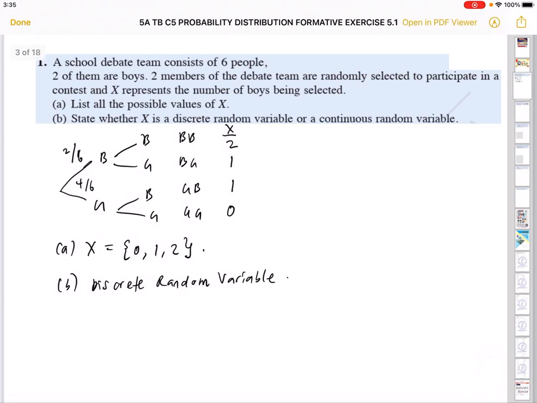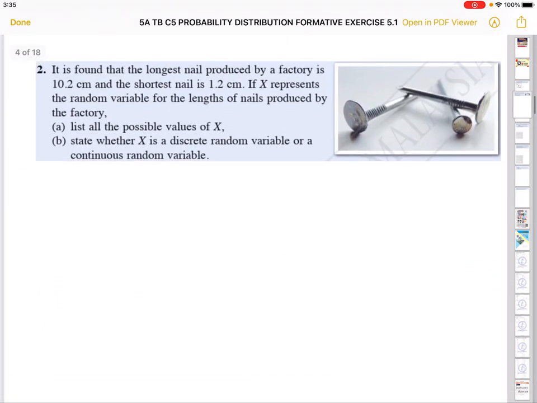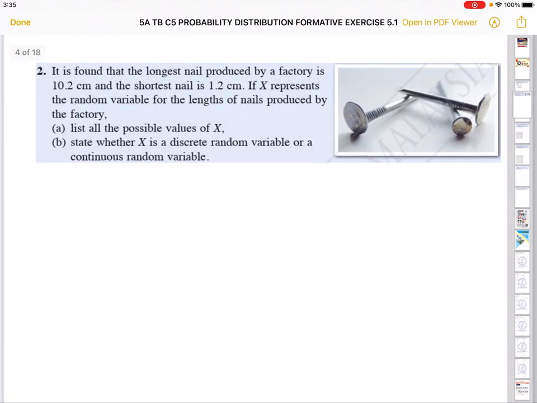Okay, let's go straight to question number 2. All right, so it's found that the longest nail produced by a factory is 10.2 cm and the shortest nail is 1.2 cm. So if X represents a random variable for the length of nails produced by the factory, list all the possible values. Right, now, unlike discrete, you cannot use a tree diagram to see all the possibilities, right?